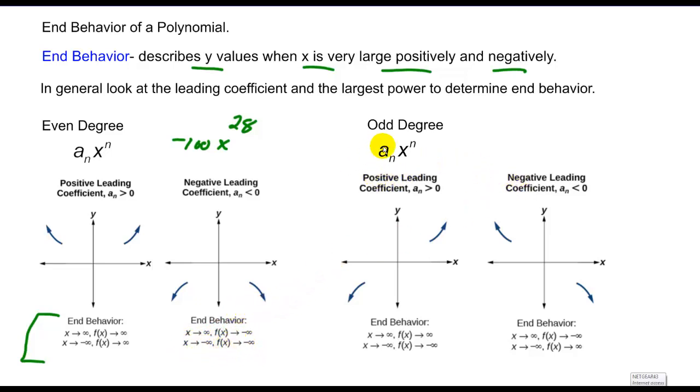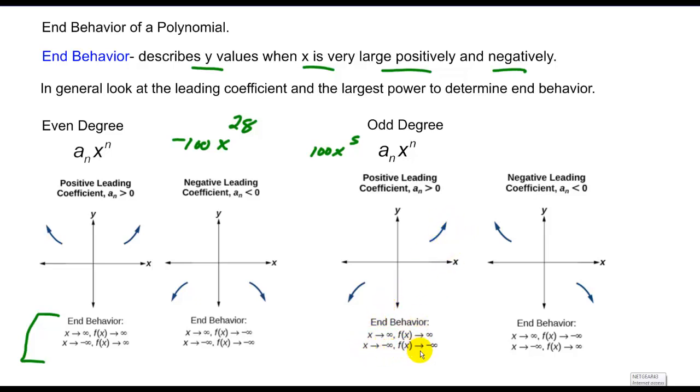So now let's look at an odd degree polynomial where we've got a positive coefficient, so something like, oh, I don't know, 100 x to the fifth. When I plug a very big positive number in, this is positive times a positive, still a positive. Very big negative number, that's a negative times a positive, which is a negative. So the end behavior is x goes to infinity, f of x goes to infinity, that's this part here.